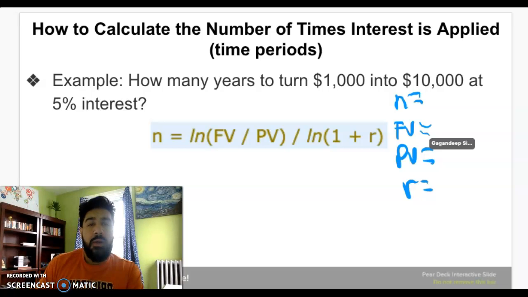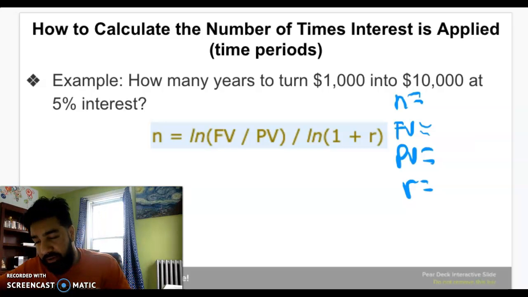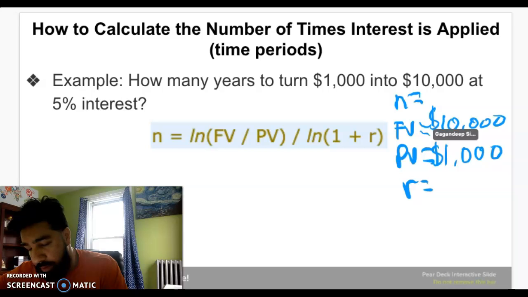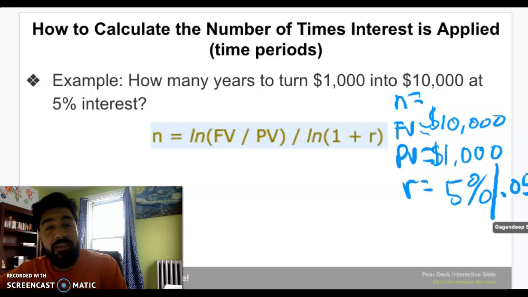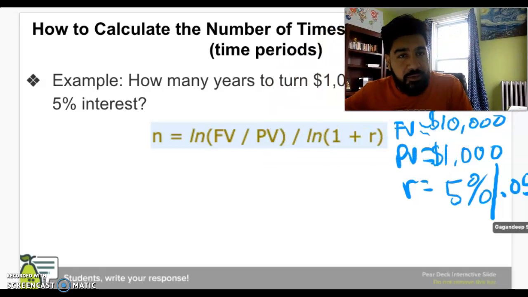Okay, so now, hopefully, you were able to listen and actually do what I asked, which is pause the video and answer those. So if you got $1,000 for present value and $10,000 for future value, and you said the interest was 5% or 0.05, you would be correct. Okay? Now, if you didn't get that, that's cool.